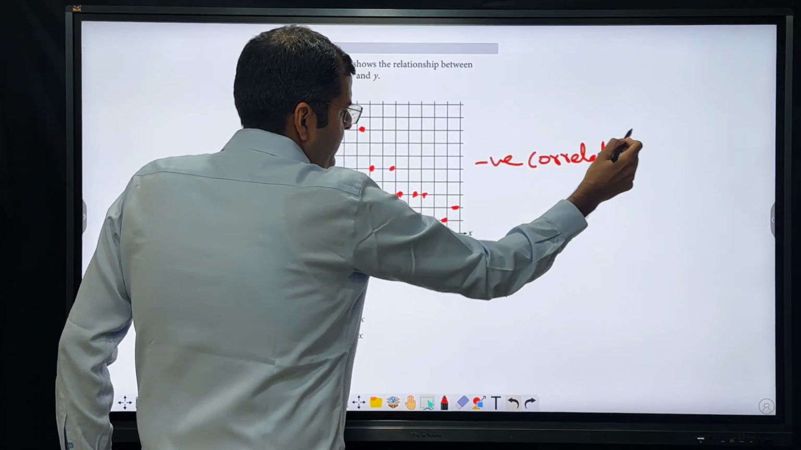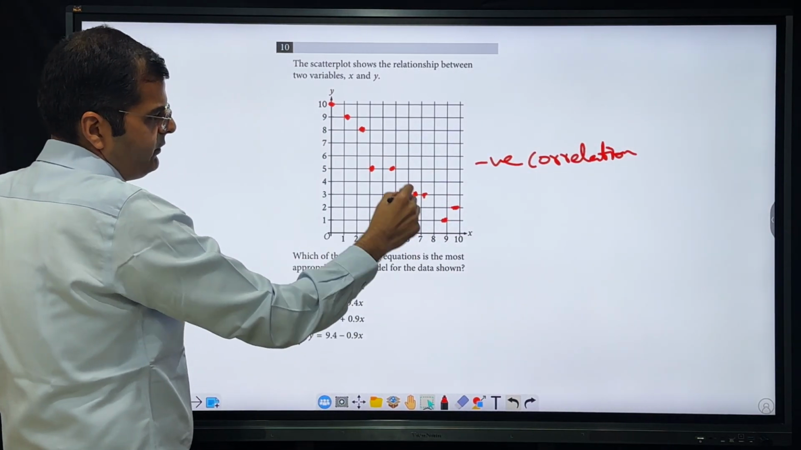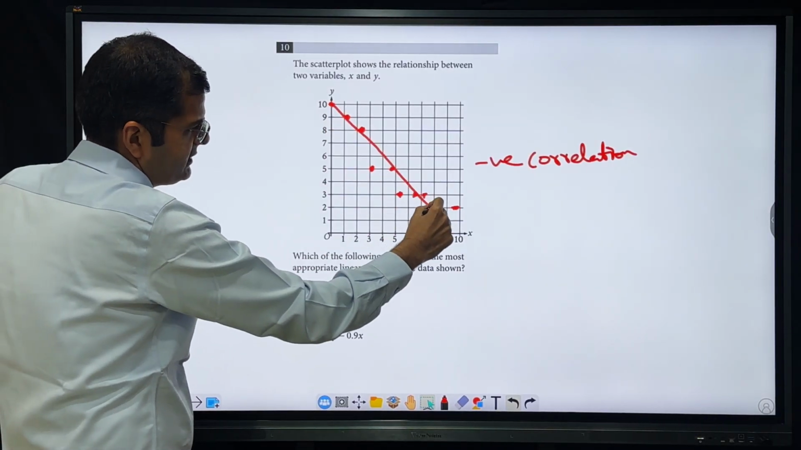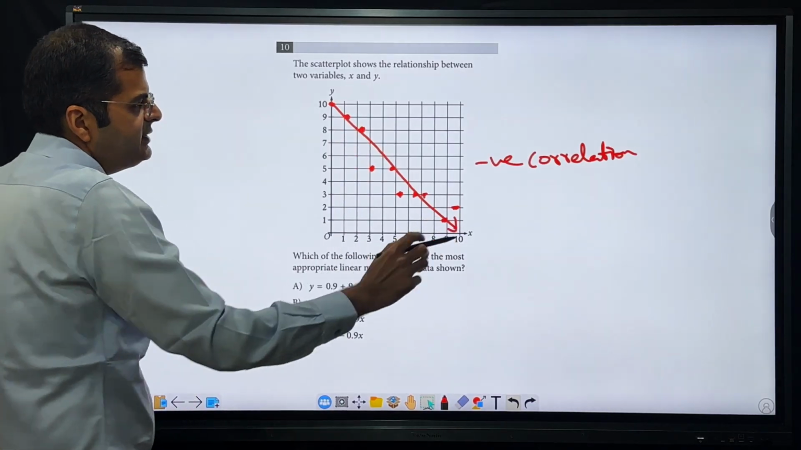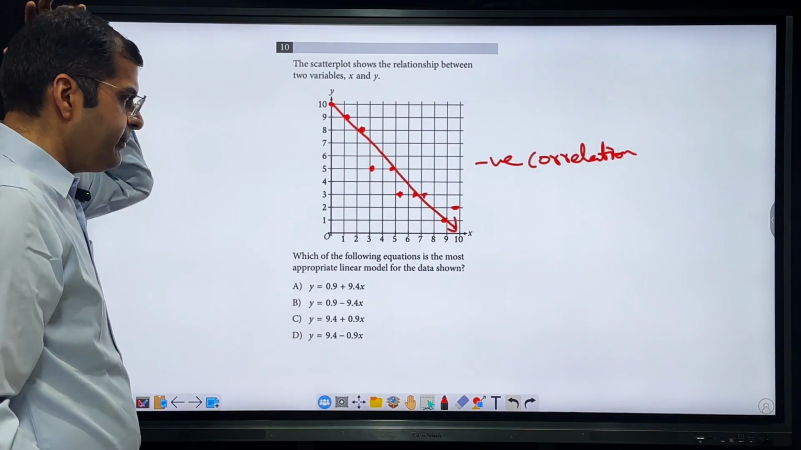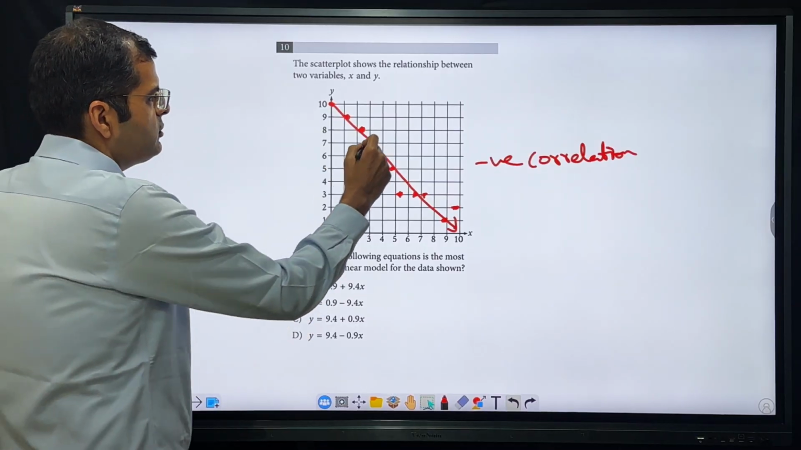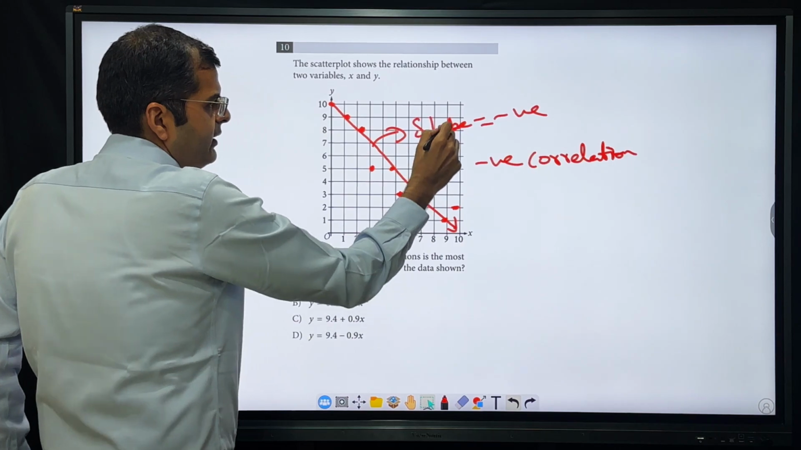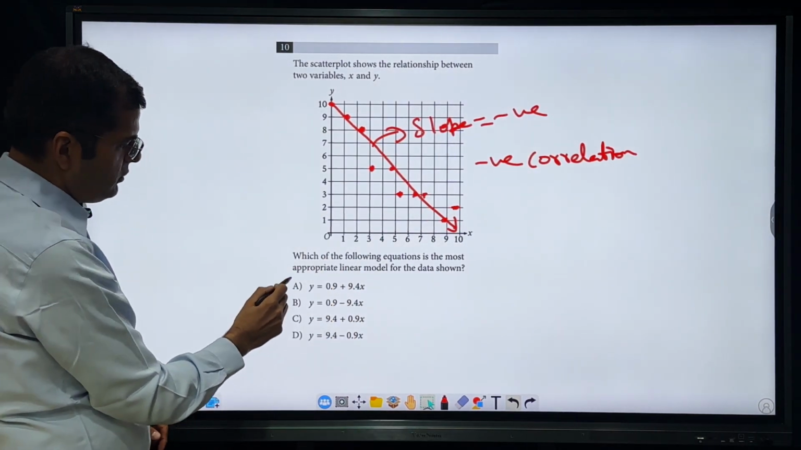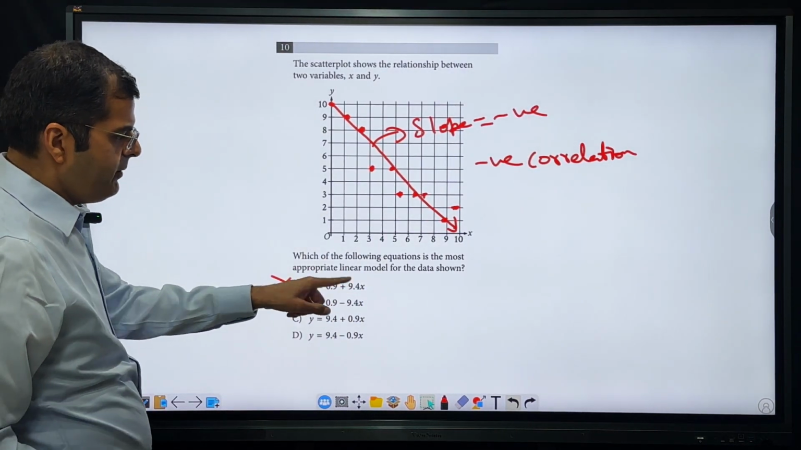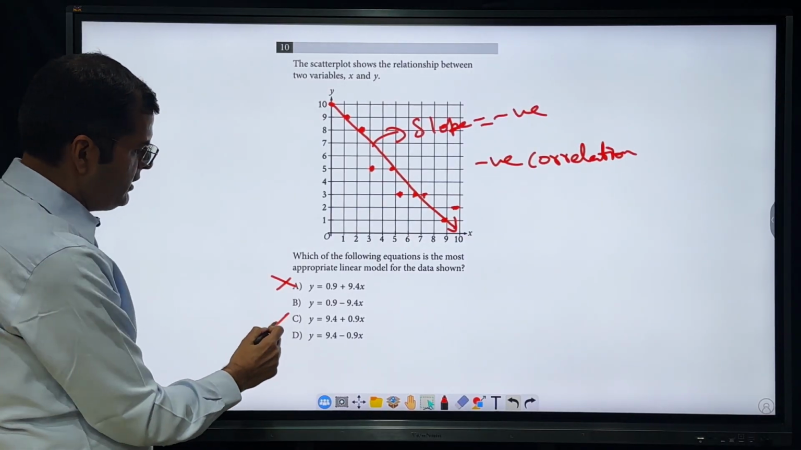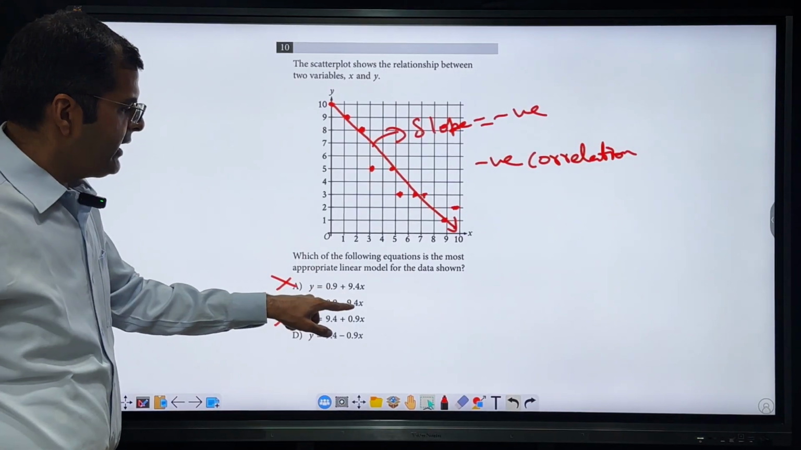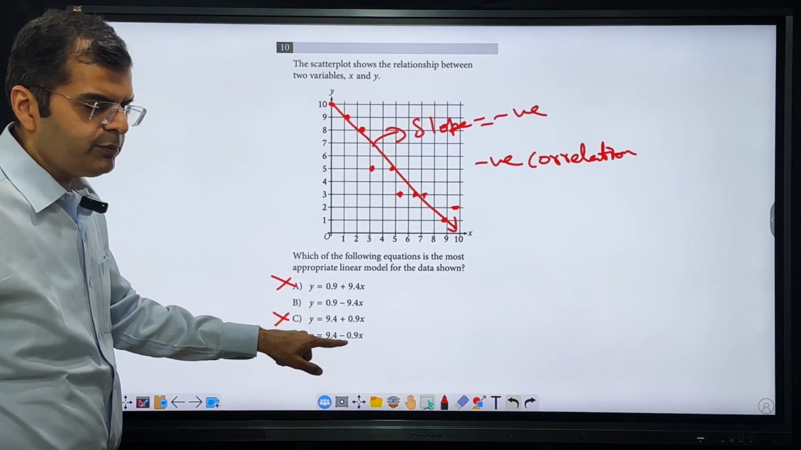That means the graph between y and x, which is a linear graph, will be a downward sloping graph, maybe something like this. This line represents the linear relationship between x and y. So this is a downward sloping graph, which means the slope is negative here. Option A is ruled out because it has a positive slope, and option C is also ruled out, it also has a positive slope. Now, options B and D have negative slope. Here it is minus 9.4x and this is minus 0.9x.